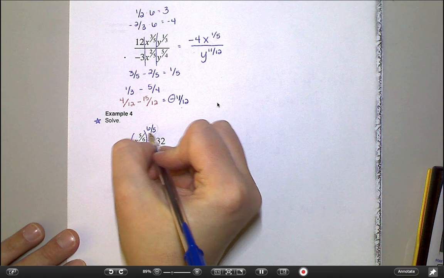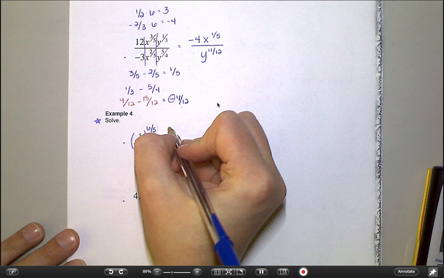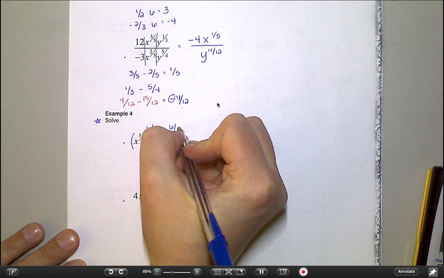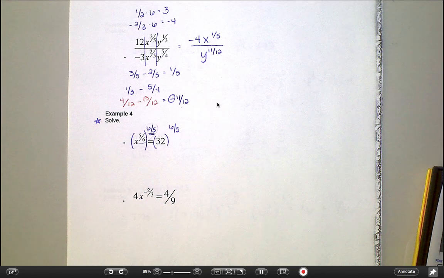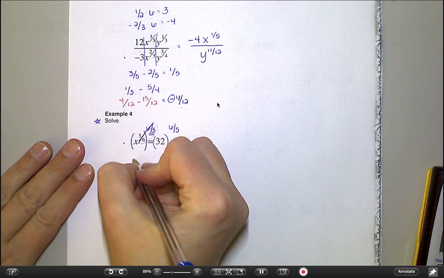But this is an exponent, right? So over here when I do it, I want to make sure I'm going to the power of 6/5. I'm not doing 32 times 6/5. I'm raising to the power. So this is going to cancel out now, right? So we'll just have x equals.